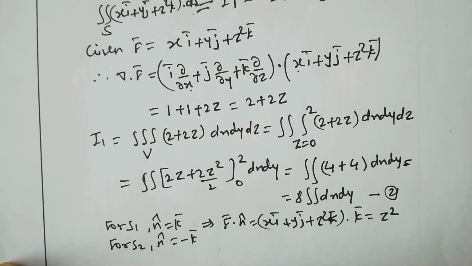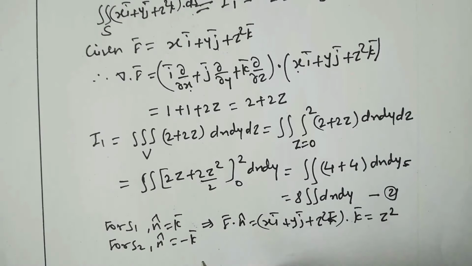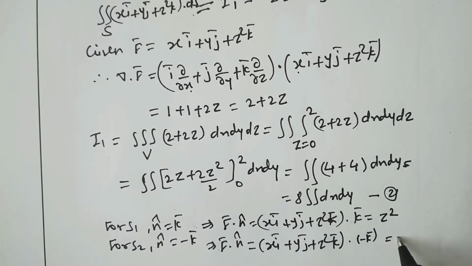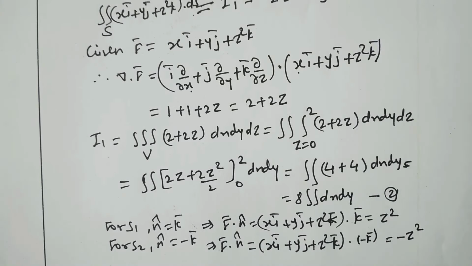Now for surface S2, F bar dot n cap is equal to x i bar plus y j bar plus z square k bar dot n cap. The value of n cap for the surface S2 is minus k bar. So you will get here minus of z square.